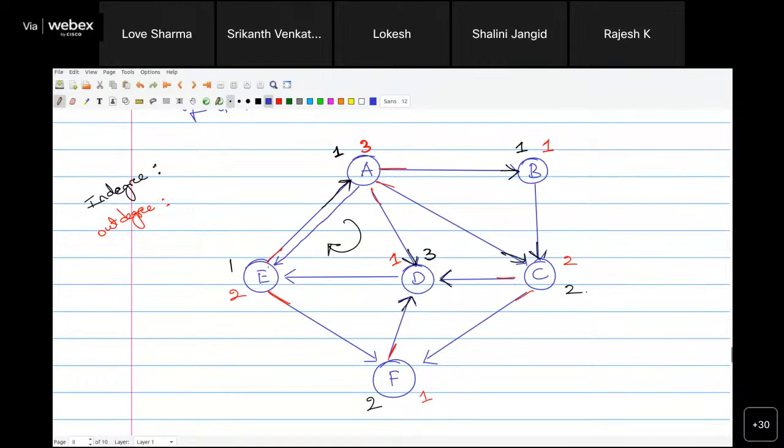So you can go from E to A and A to E also. That edge is going away from E as well as coming towards E, so you have to count it twice. It will contribute to both the in degree and out degree, and now the in degree of E will be 2.